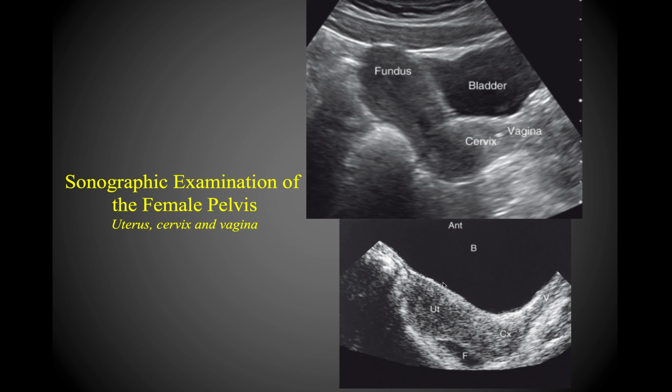And in this case, we have an abnormal, or at least some type of abnormality. It's hard to say exactly what it is, but we have the bladder up above, the vagina over this direction, the cervix right about here, and then the uterus is coming up this way. And you'll notice that there is some free fluid located just posterior to the location of the uterus.